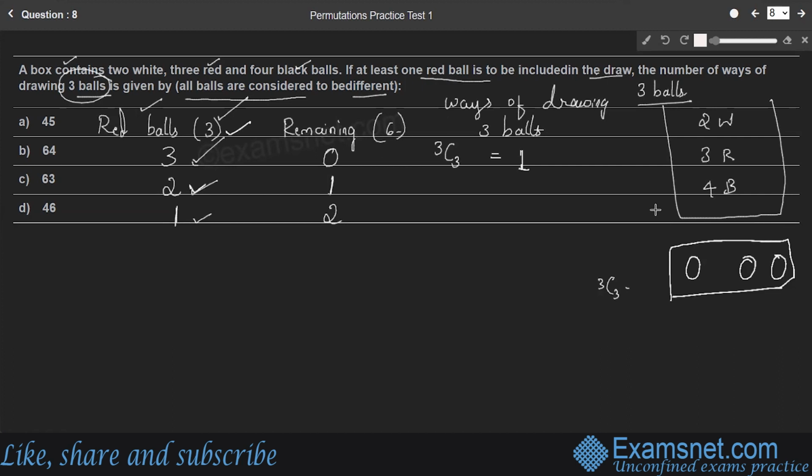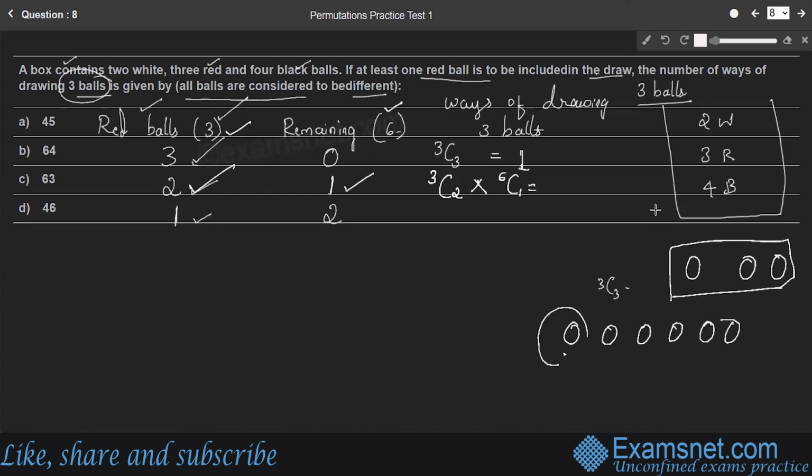So in the second case, when two balls are red, the ways of drawing three balls is: out of three red balls, if two balls have been drawn, there are 3C2 ways of drawing two red balls, into, in the remaining six balls, one ball should be drawn. The ways of drawing one ball is 6C1. So for example, 1, 2, 3, 4, 5, 6.